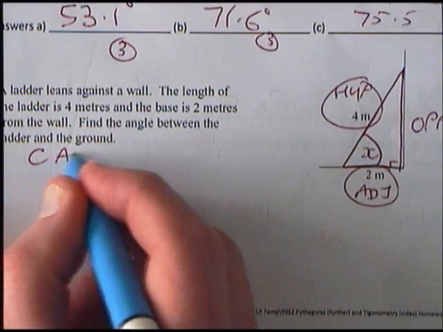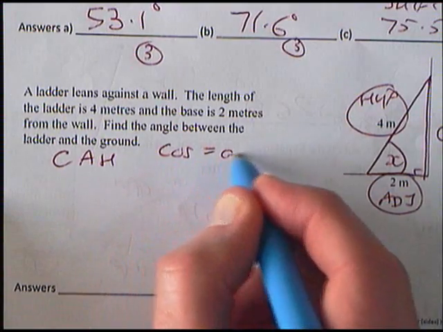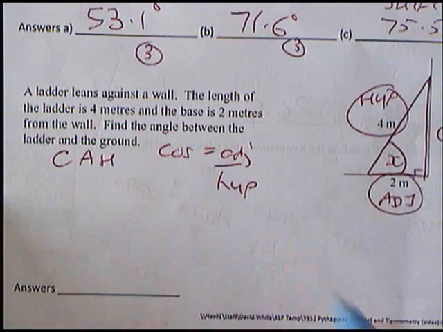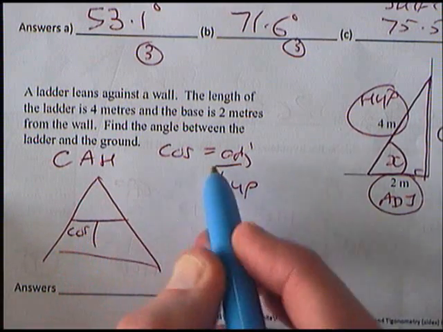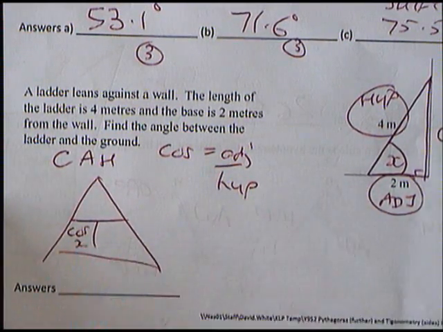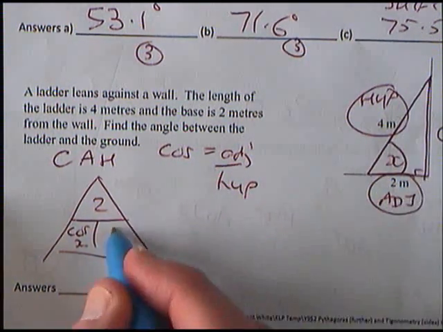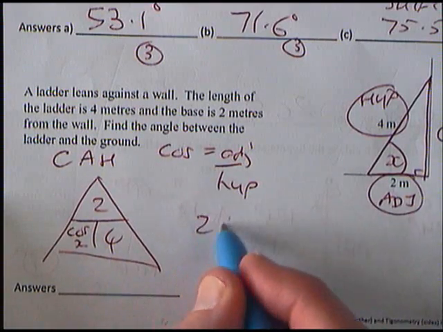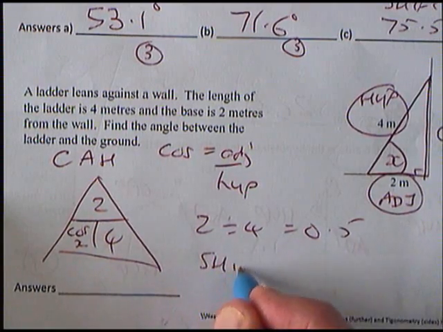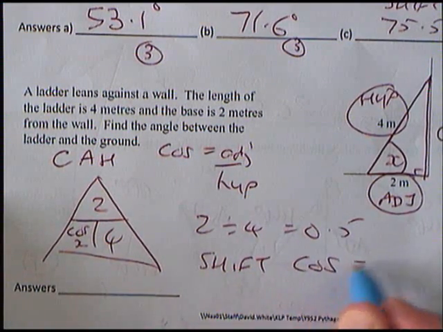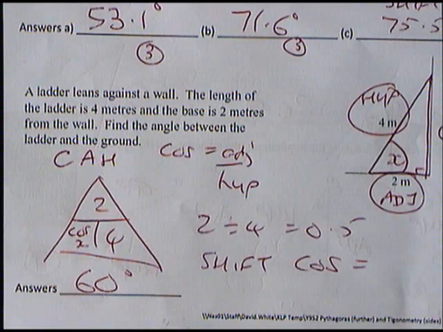The sides with things written on them are the hypotenuse and the adjacent. Hypotenuse and adjacent are in the CAH part of the formula. So we are doing cos is adjacent over hypotenuse. The working out triangle, cos goes down here. The angle is x. The adjacent is 2. The hypotenuse is 4. We need to do 2 divided by 4. That's 0.5. Because we're finding an angle, we do shift. It's a cos question. We do shift and cos. The final answer for that one is 60 degrees.